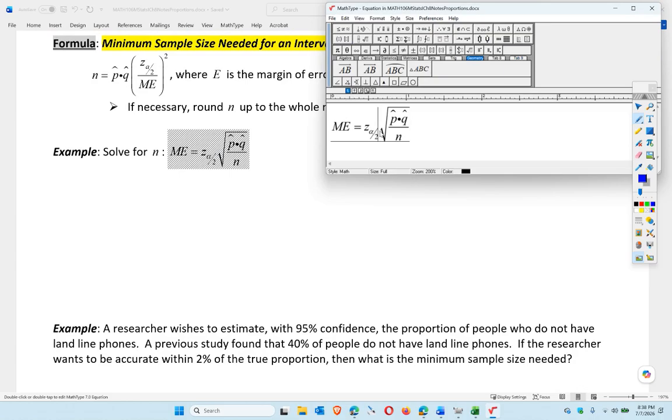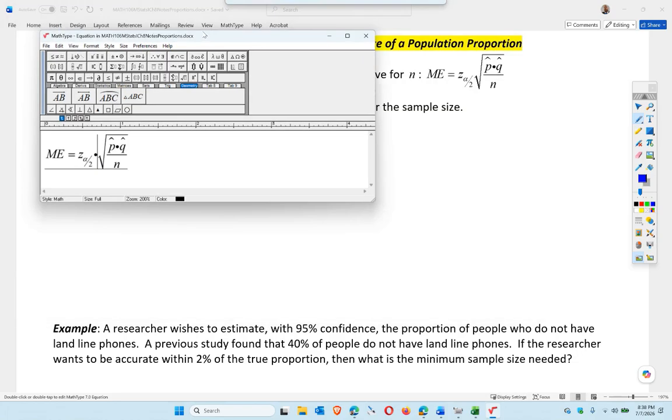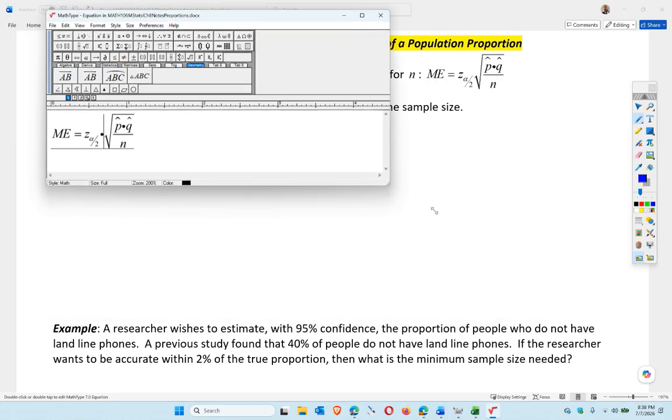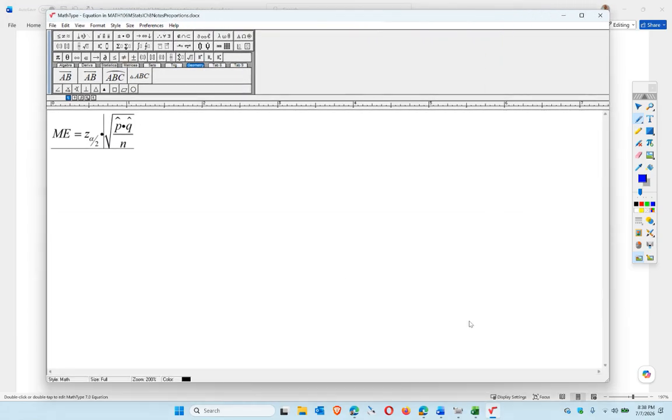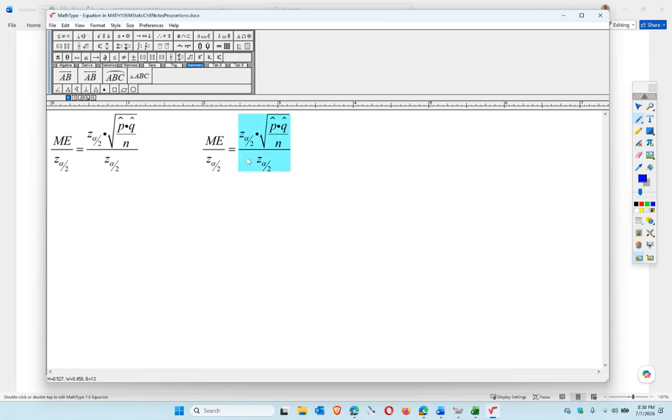So this is really a multiply right here, correct? Alright, let's just make this bigger and go from there. So what I'm going to do is divide both sides by the z value. And what that'll do is get rid of the z on the right hand side.